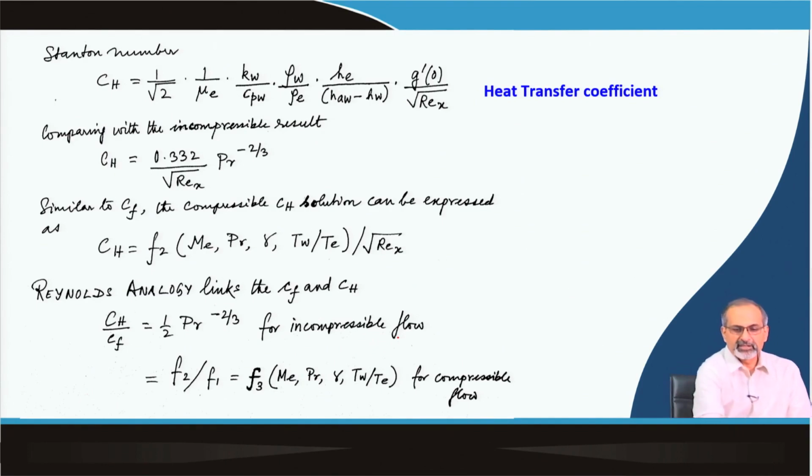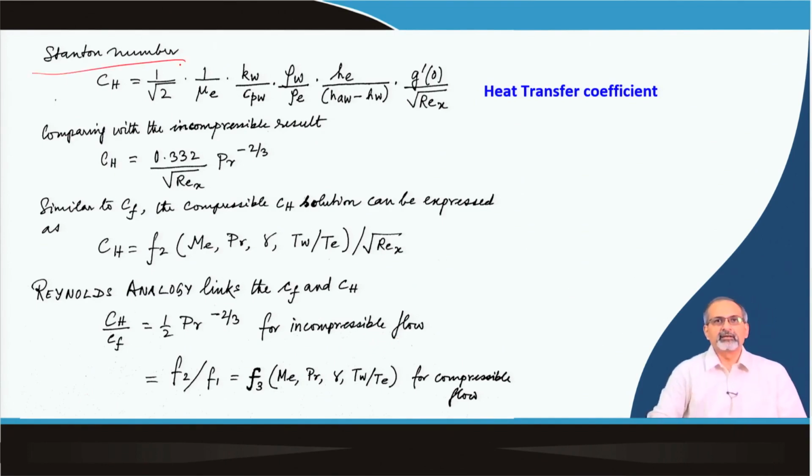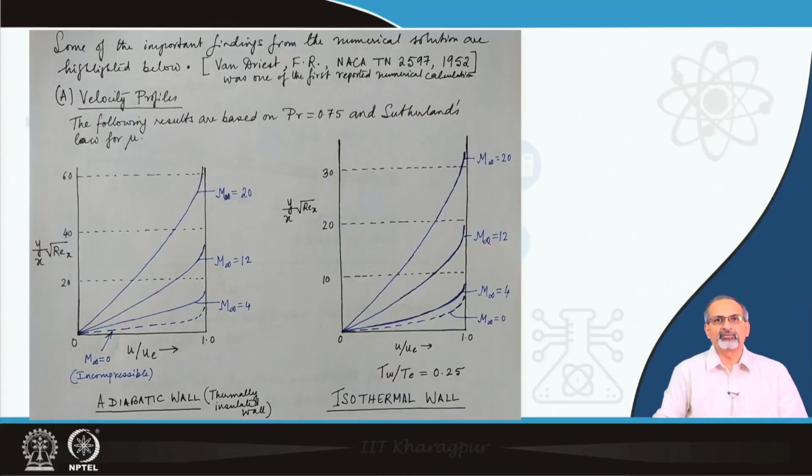The heat transfer coefficient through the Stanton number was also functionally represented, and we found similar dependency on the non-dimensional numbers. We also discussed the Reynolds analogy. An interesting thing was that the Reynolds analogy that holds for incompressible flow also approximately holds for compressible flow. We looked at the velocity profiles for isothermal wall as well as adiabatic wall cases, and we looked at the Mach number variation of the velocity profiles.